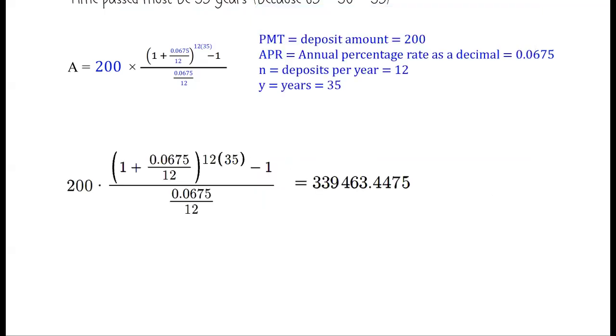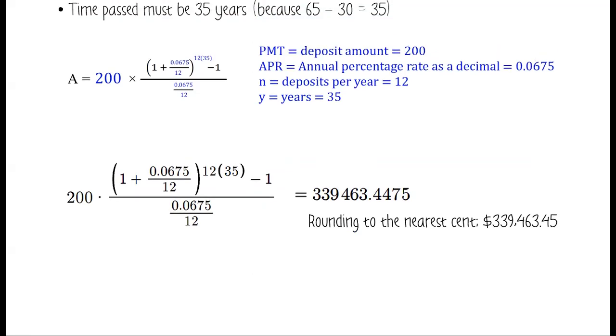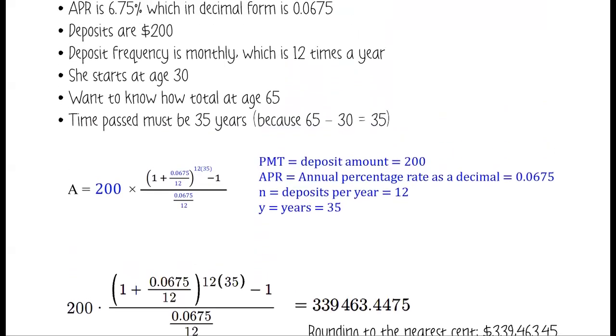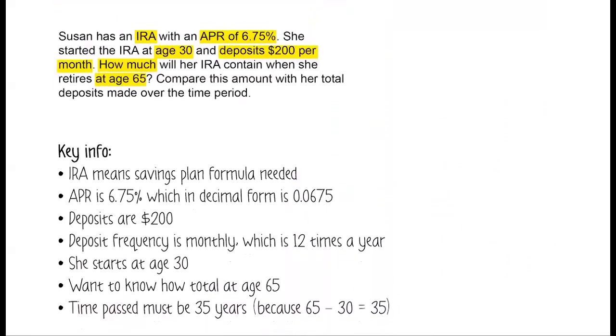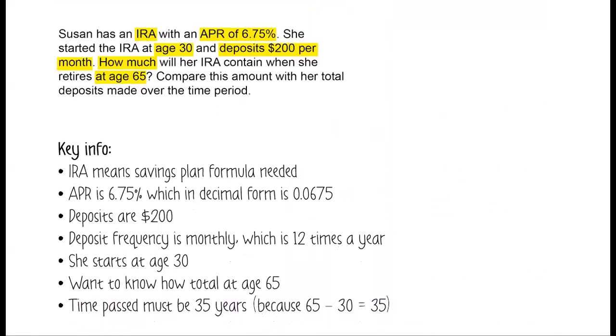So here's our calculation, and then we probably want to round to the nearest cent, so $339,463.45. Now, when I'm doing a word problem, I read the question more than once, for sure. I read it once to get the feel for what's going on, read another time to get the important information, and before I finish, and I think I'm done, I always go back to make sure I actually am done.